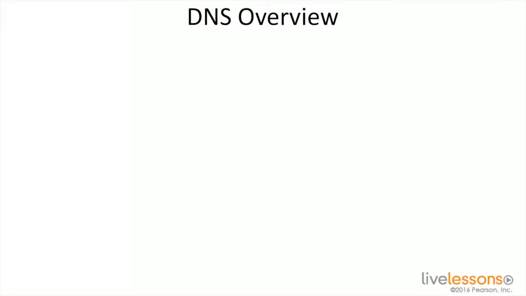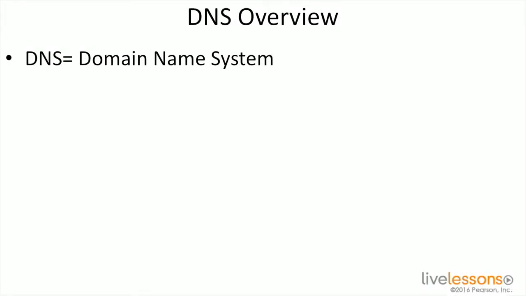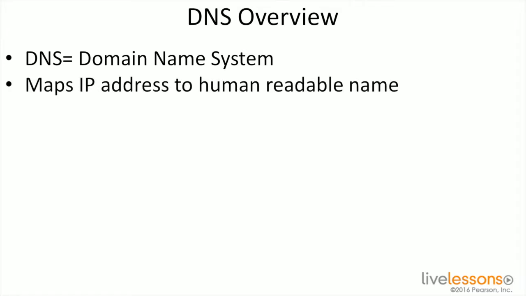So let's do a quick overview of DNS. DNS stands for Domain Name System, and it's used to map IP addresses to human readable names. This makes it much easier for a human being to remember a particular name like fluffy.cisco.com as opposed to 192.168.1.1, whatever the IP address is, that's typically going to be a lot harder to remember. That's the whole purpose of DNS.